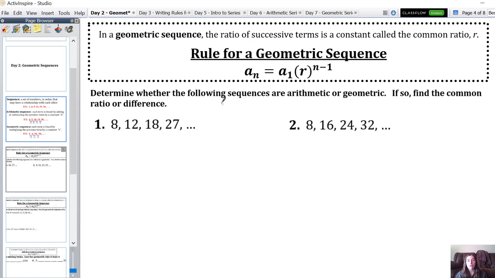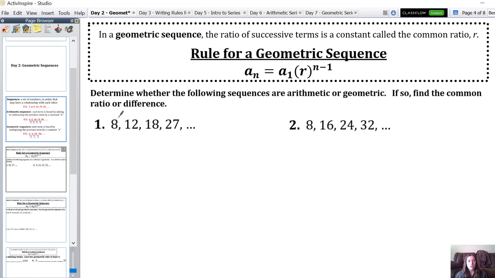We need to determine whether or not these sequences are arithmetic or geometric. If they are either one of those, we're going to find the common ratio or difference. Ratio for geometric, difference for arithmetic. If it's not arithmetic or geometric, we're just going to put neither. For number 1, I'm going to check to see if it's arithmetic first, because that's usually easier for me to see. So I'm going to see what am I adding or subtracting each time. If that doesn't work, then I'll check geometric.